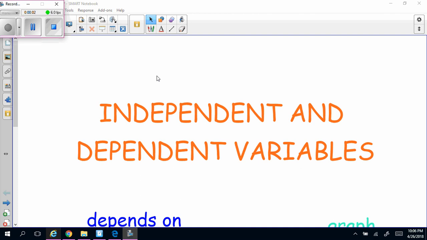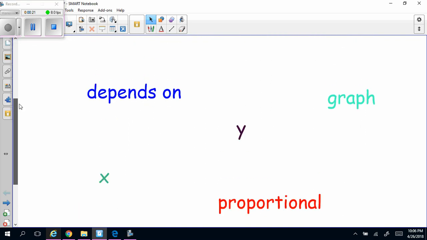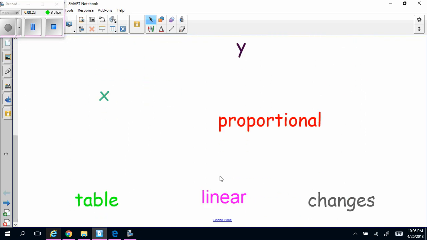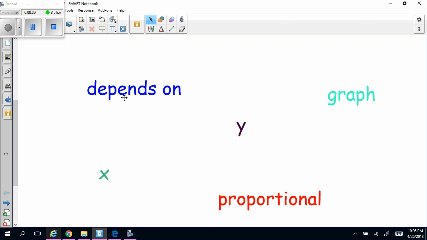Today we're going to be focusing on independent and dependent variables. This is going to go in your expressions and equations section of your 5-subject notebook, continuing on what we just learned with inequalities. As you can see here, these are some of the keywords we're going to be working with today: table, linear, changes, proportional, x and y, graph, and depending on.